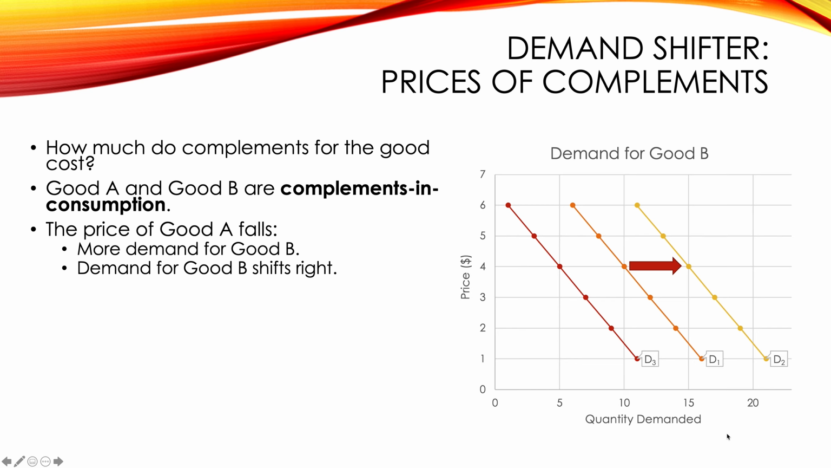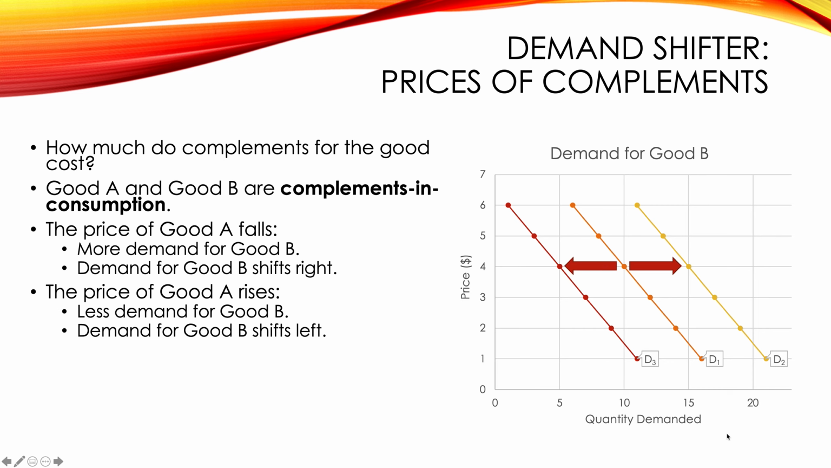Let's imagine the opposite happens. The price of good A rises. That means the quantity demanded of good A is going to decrease. People don't want as much of good A anymore because it's more expensive. So if people are buying less of good A, they're also going to be buying less of good B because these two things are complements. And the demand for good B is going to shift to the left. So in the real world, imagine a situation where cars become much more expensive. If cars become more expensive, people don't buy as many cars, and if people don't buy as many cars, they won't buy as much gasoline. Those are complementary goods. So that's how this relationship works.